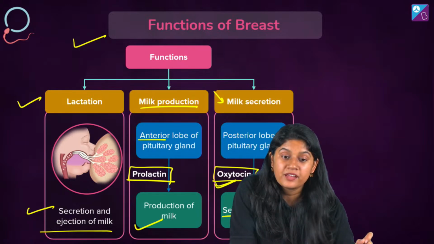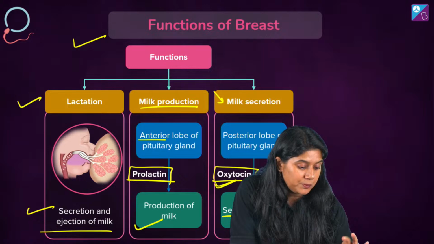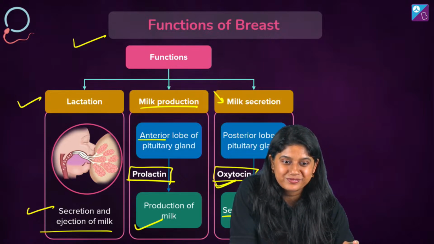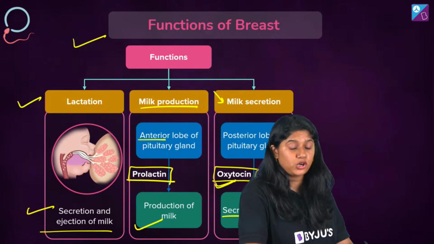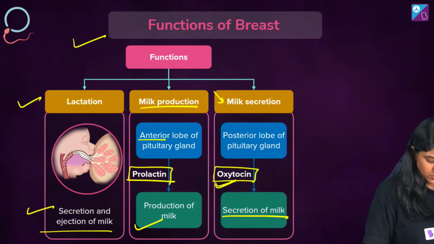Prolactin is secreted by the anterior lobe of the pituitary gland. Everyone, you can take a screenshot of it. I'll move aside so you can take the screenshot.